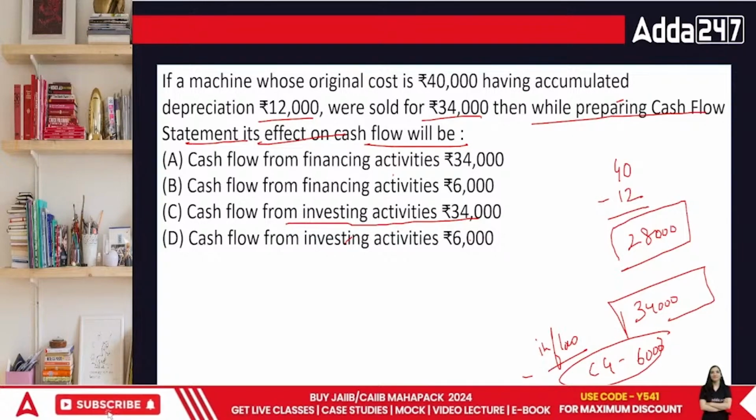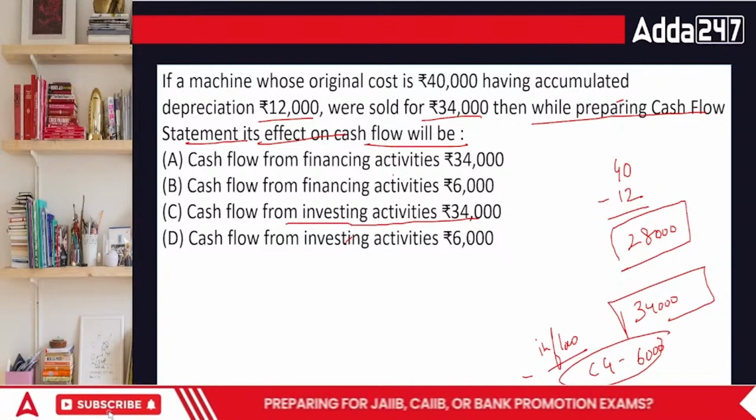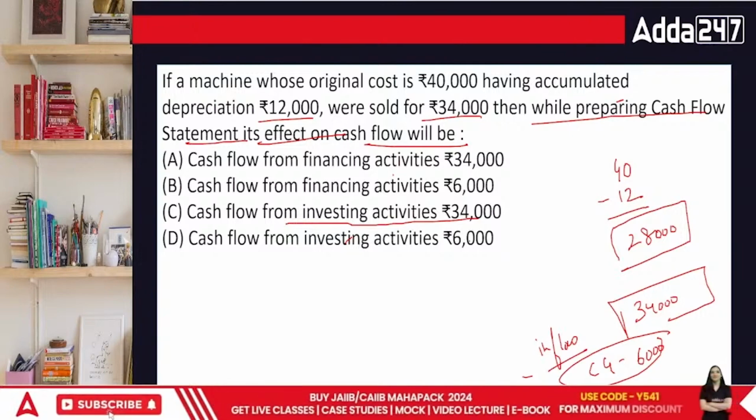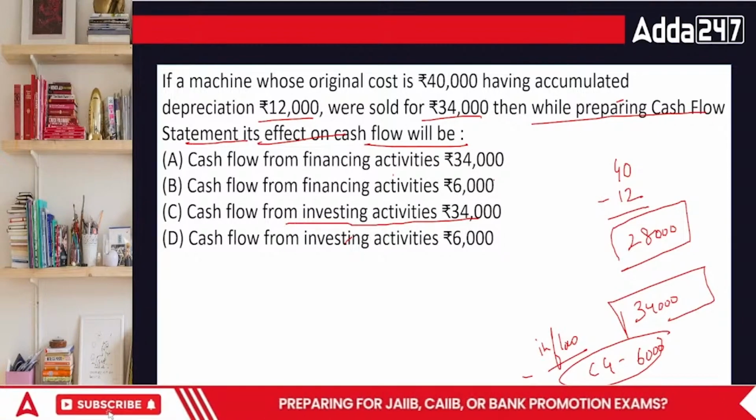Done, everyone? Chaliye. Now, the correct answer should be 34 because you got a total inflow of 34.